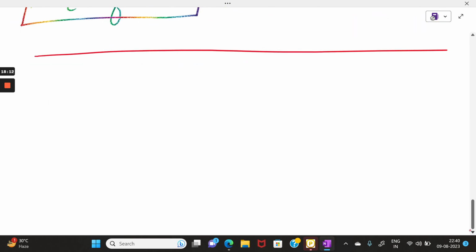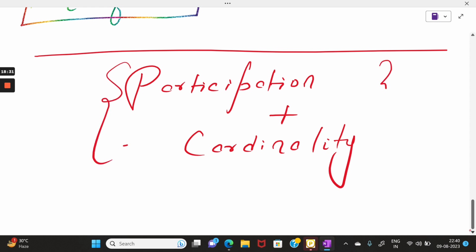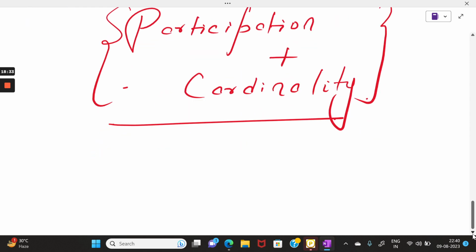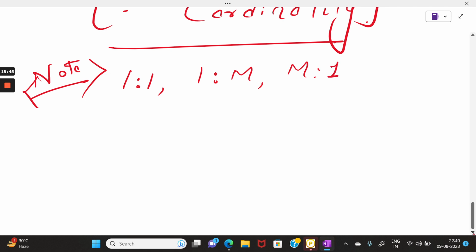So this was all about the constraints on the relationship sets. We have two constraints. First is the participation constraint, and the second is the cardinality constraint. Both these constraints can act together and we have to pick the right option for that. A very important point to note here is that for the cardinality constraint we can have 1 is to 1 mapping, 1 is to many mapping, many is to 1 mapping, all.